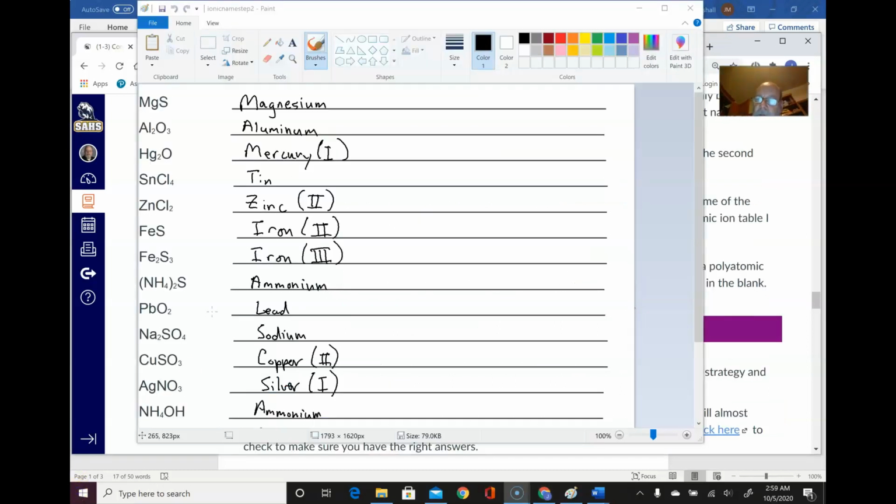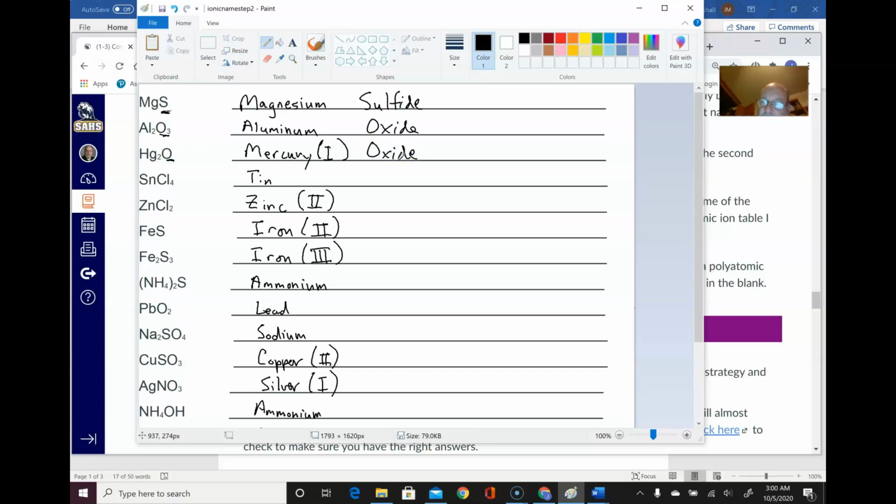Okay, so we're just going to write the names of the second component that are elements right now. And so the second component here is sulfur. So this is going to be sulfide. Second component here is oxygen. So that's going to be oxide. Second component here is oxygen, so that's going to be oxide.